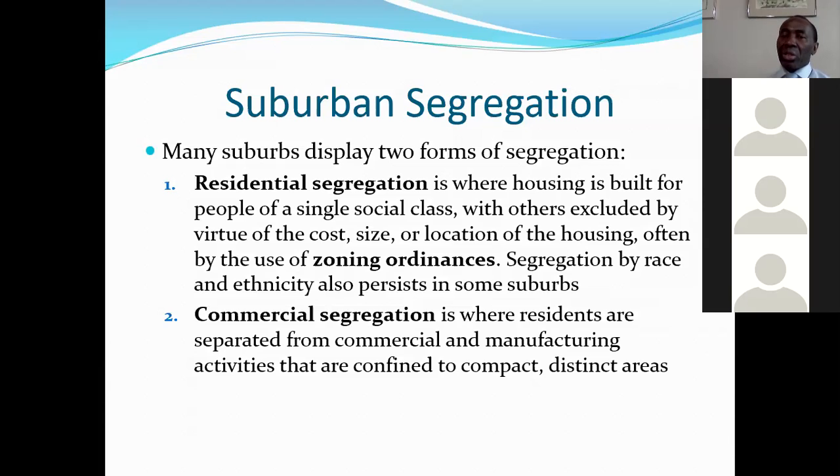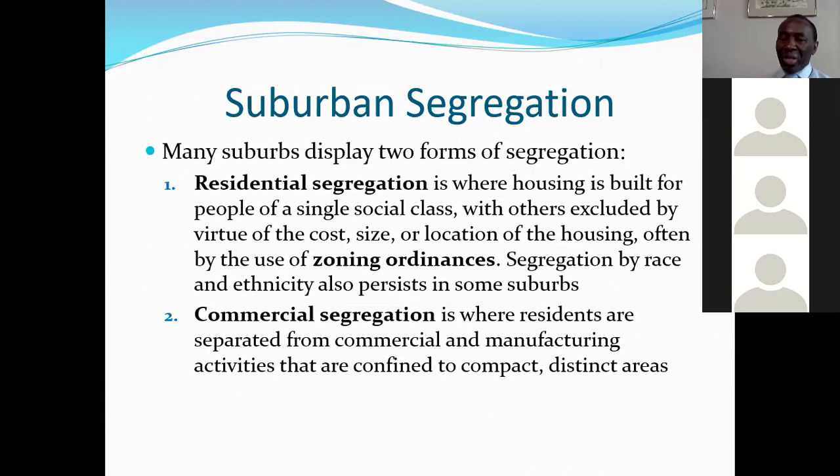But the main thing is social class. If you cannot afford a $2,000 or $3,000 or $4,000 a month mortgage, you definitely cannot live in some of these neighborhoods. So only those who can afford it can live there. So that is one of the segregations, residential segregation.